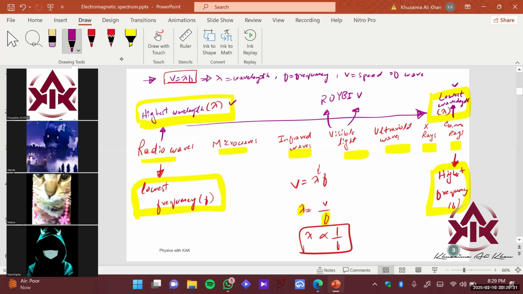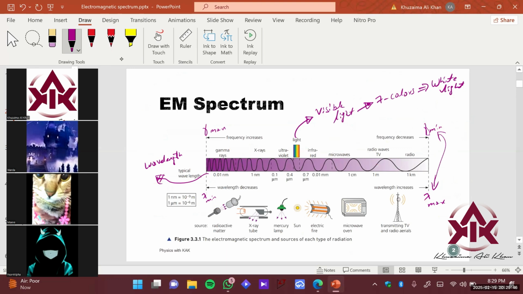And since frequency and lambda are inversely linked together, if it has the highest wavelength, it would have the lowest frequency here. If it has the lowest wavelength, it would have the highest frequency here, right? This is the diagram with the values here, right?